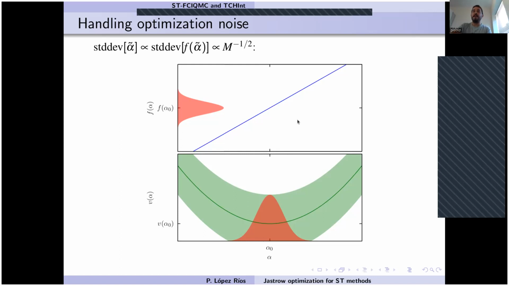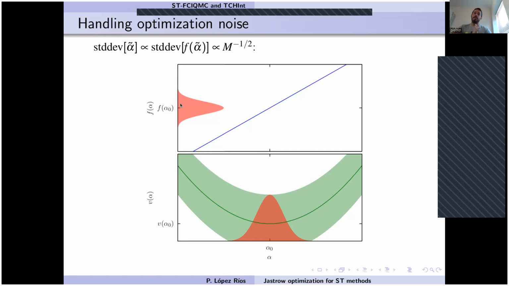That means that for any function, so the top panel now comes into play, any function of the parameters that does not have its minimum at the same position as the variance is going to be linear to first order. So it's just a straight line. So the standard deviation of the parameters that you're going to get translates directly into the standard deviation of the function that you're going to calculate.